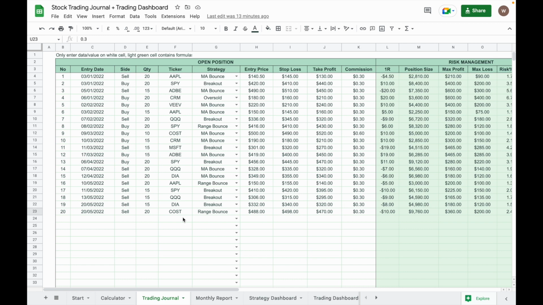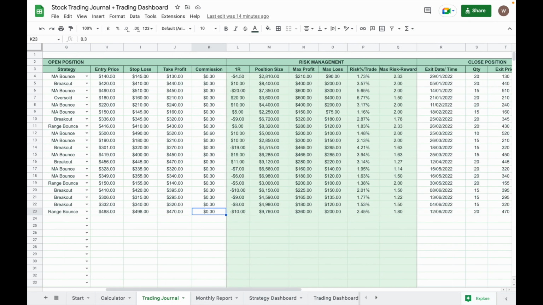Let me show you an example of how to key in the data here. First, you need to key in the trade number, your entry date, your direction of the trade, either you sell or you buy, the number of shares you open the position, the ticker of the stock that you are trading, your strategy, your entry price, your stop loss, your take profit level, and your commission.